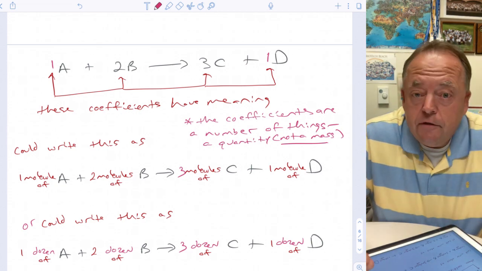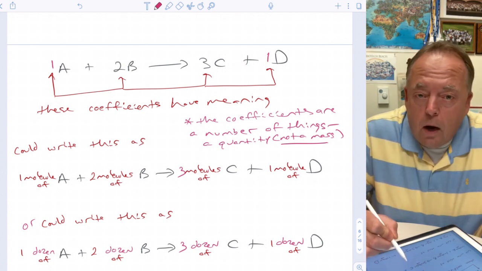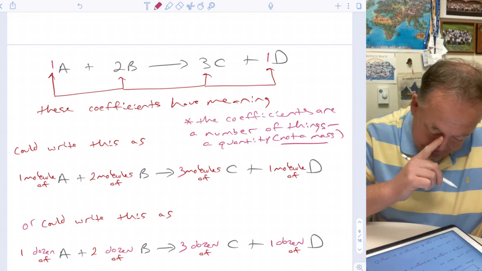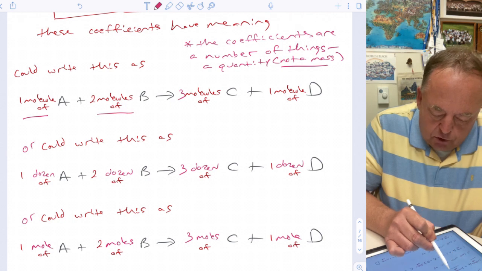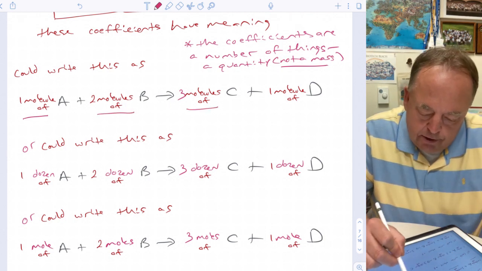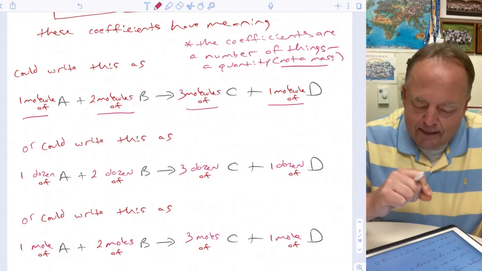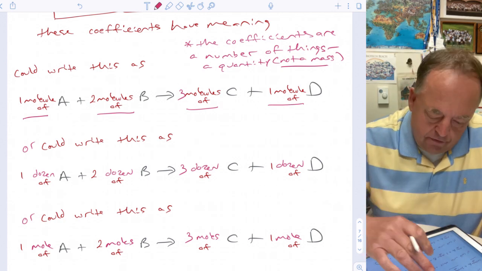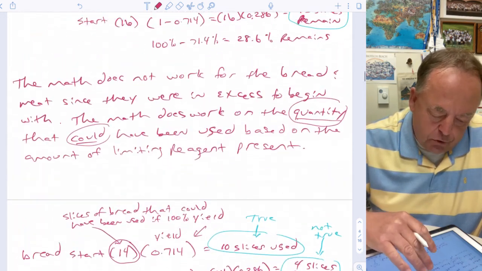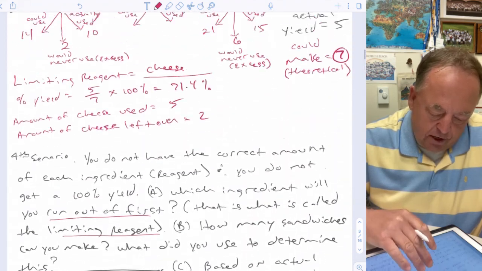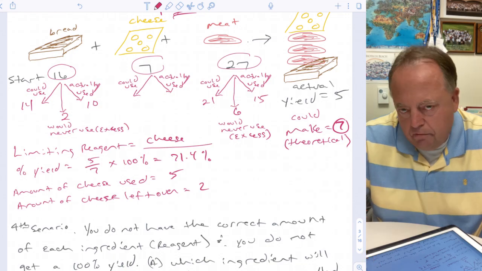So these coefficients have meaning. They're a number of things. They're a quantity, not a mass. So we could write this, for example, 1 molecule of A reacts with 2 molecules of B to make 3 molecules of C and 1 molecule of D. So that is a quantity. That is not a mass. That is how many of, just like with the sandwiches, right? You need to know how many of everything that you have in order to figure out how many sandwiches you could make.